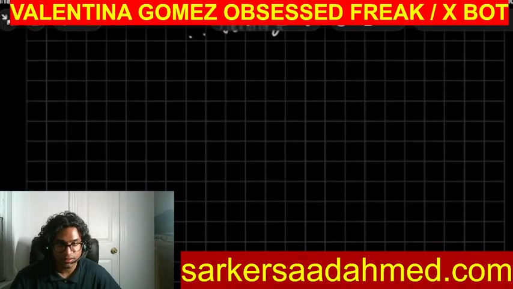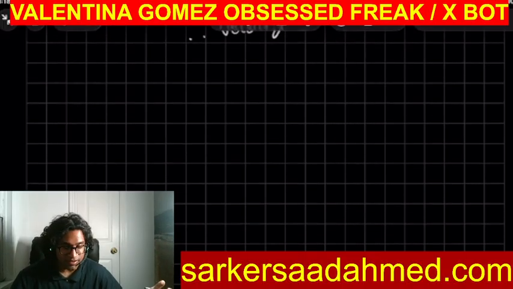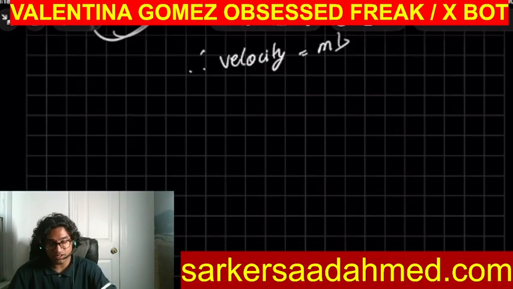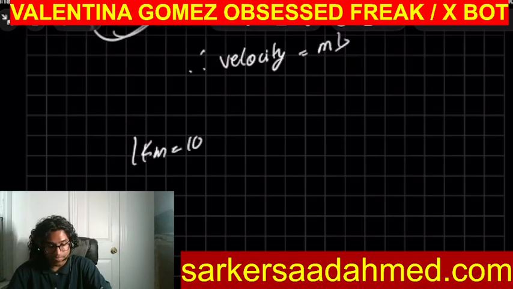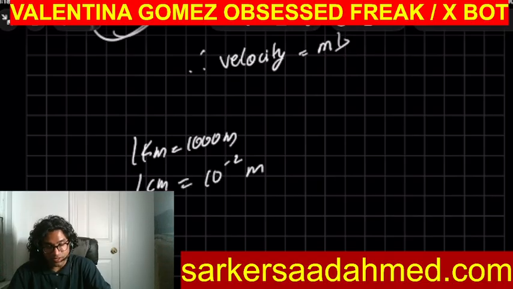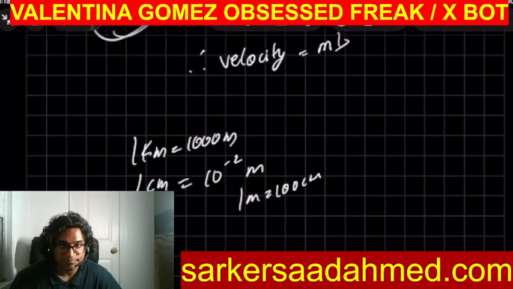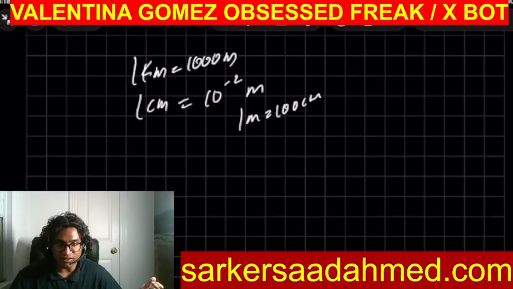Cool. And then you have a little bit of prefixes. You know that 1 kilometer is 10 to the power 3 meters, or 1000 meters. 1 centimeter is 10 to the power minus 2 meters. So 1 meter is 100 centimeters. Cool. Basic stuff. They're not meant to be that hard.